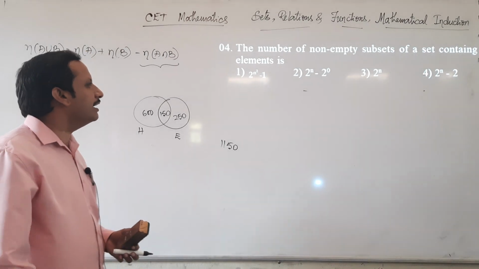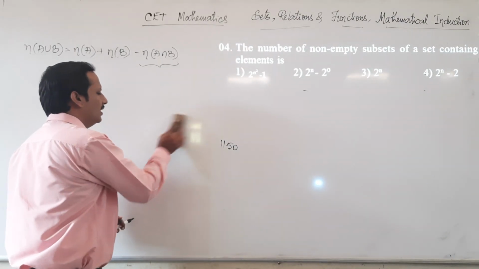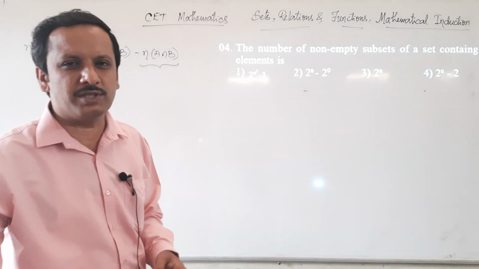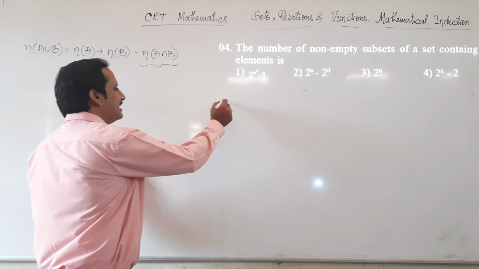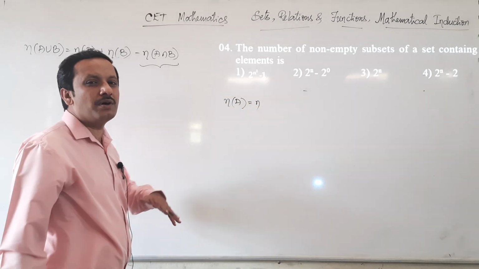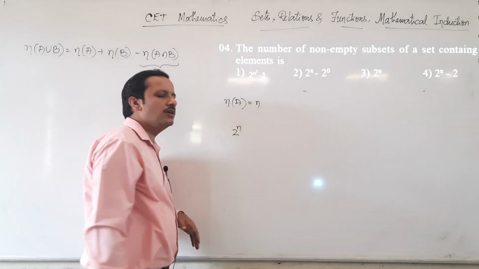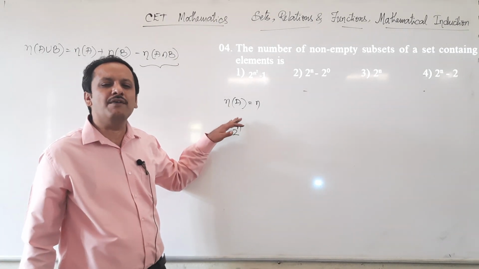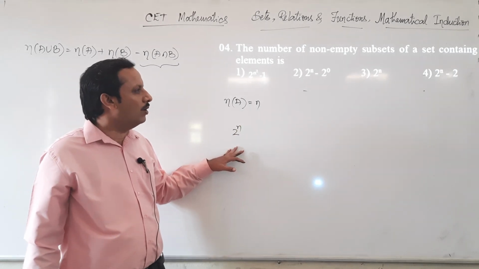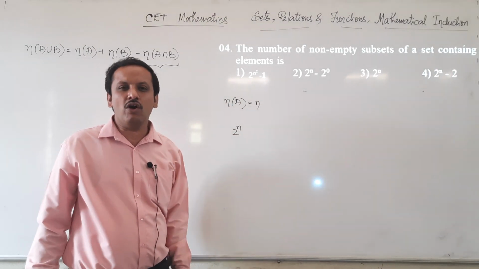Then the number of non-empty subsets of a set containing n elements. See, you know the total number of subsets. If a set A has n elements, let us say A has n elements, then the number of subsets of A is 2 to the power n. Total number of subsets of A is 2 power n, that you know.